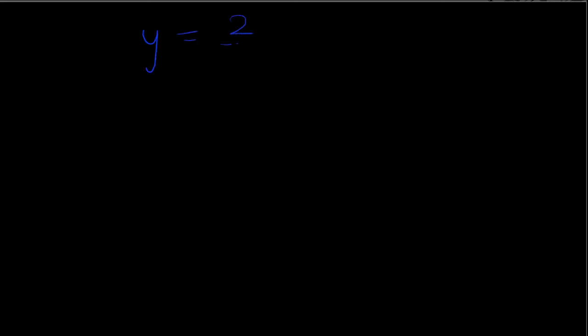y equals 2 over x plus 1. So I want to take the derivative of this using the quotient rule. So the quotient rule is if I have f over g, I'm going to be taking the derivative of the first function, f prime, times g minus g prime times f over g squared.